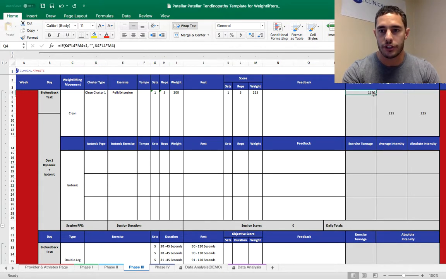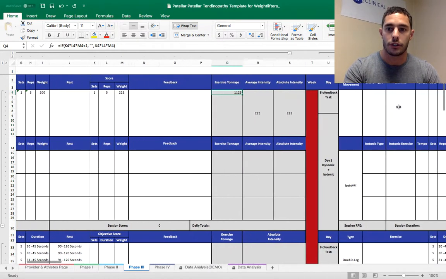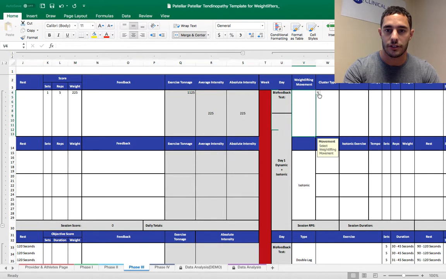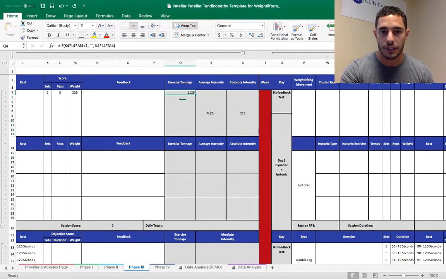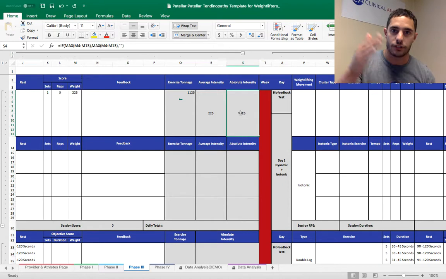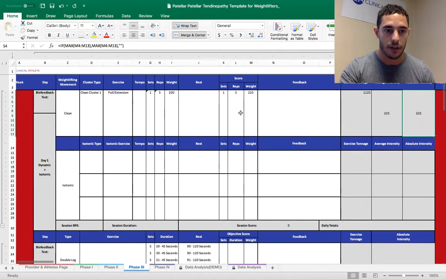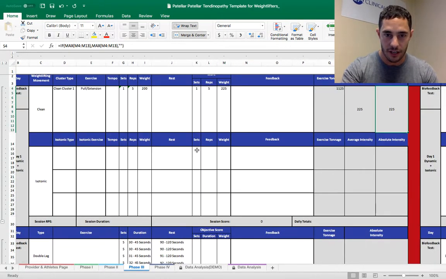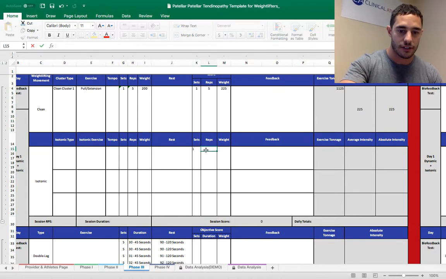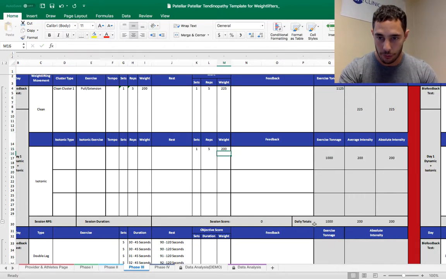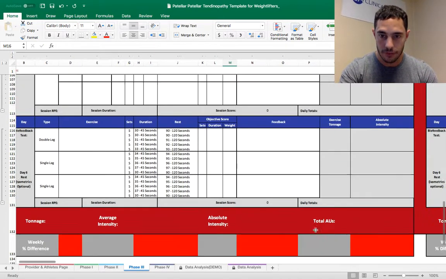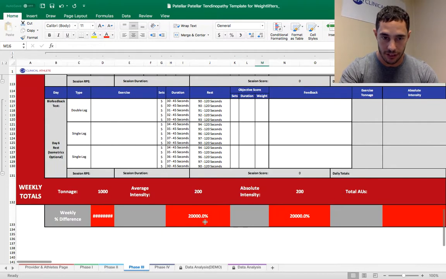So these metrics are really just, it's similar to phase 1 with the isometrics. These are just for your reference to go back on so that you know, oh, I'm going to repeat that clean cluster this week, let's see what I did last week. It's just not reflected in the week to week progression. I hope that makes sense. But on this same day, the isotonic exercises will be reflected just like normal. They will be reflected in the daily totals. They will be reflected in the weekly totals here.